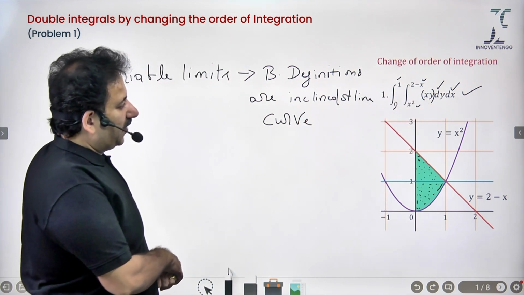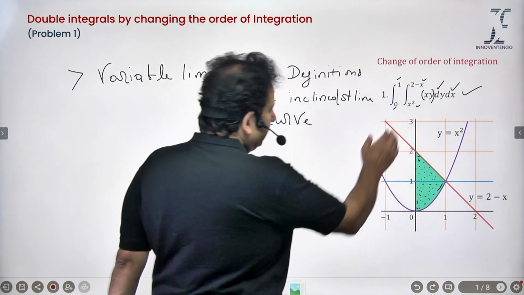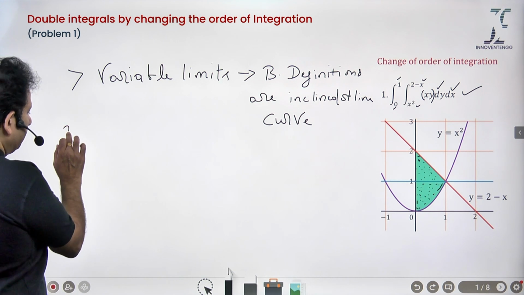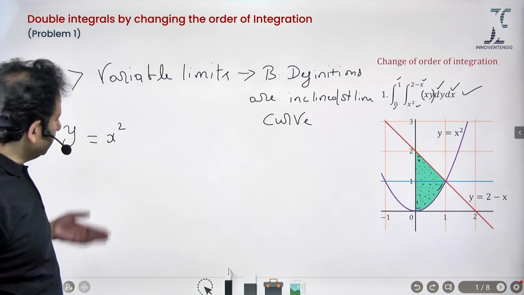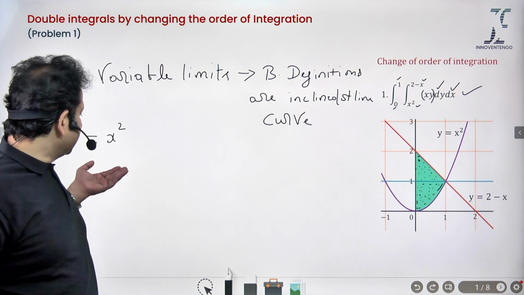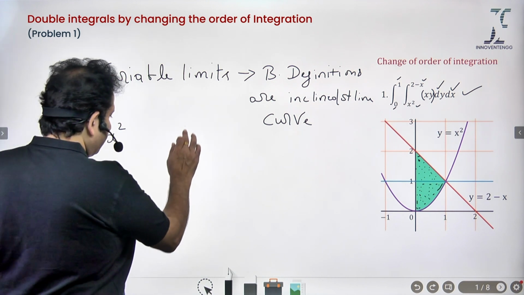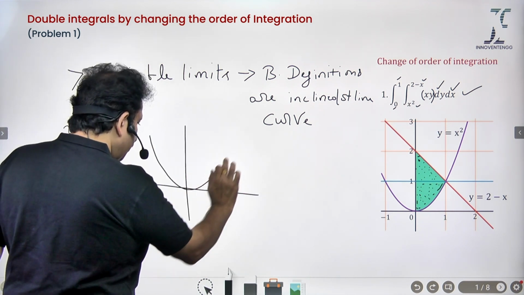But how do you actually construct this particular area? It's very simple. Go by the definition. The lower limit is given by y is equal to x square. So what is this? Your basic coordinate geometry, either 10th grade or +2, tells you that this is a parabola that is symmetric about the y-axis.